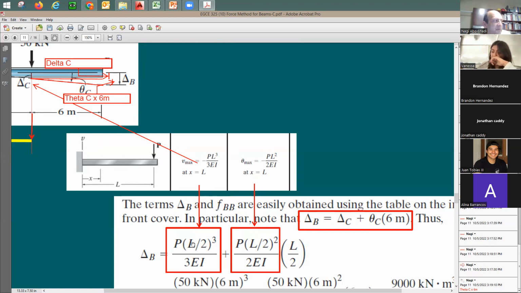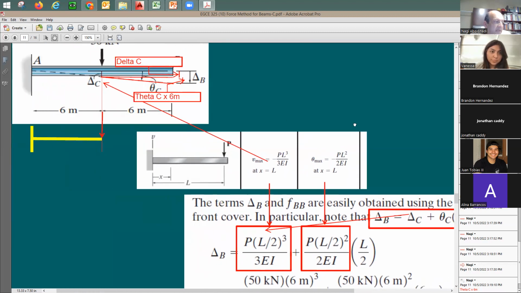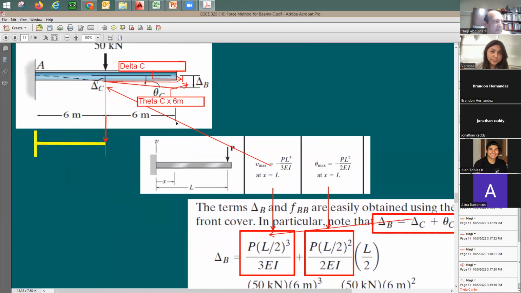Here's the first component, which means delta C. I can say this is gonna be exactly the same as this, right? Delta C. How much is this delta C? We can say PL cubed divided by 3EI. Now, L in this case is gonna be actually L over 2 of that beam, which means this L over 2 is gonna be only 6 meters. It's not gonna be the 12 meters because I'm considering only 1/2 of the beam.